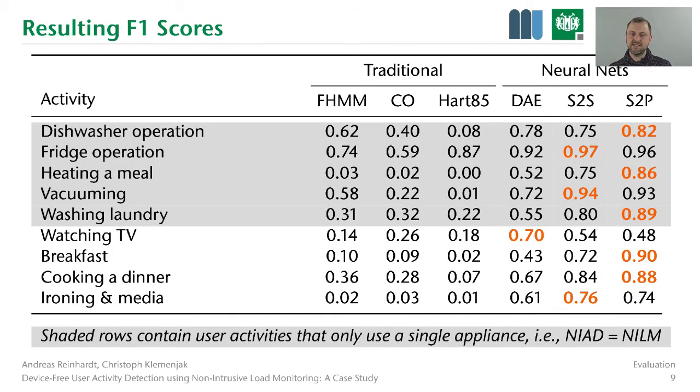Here are the results for the F1 scores of those activities. The gray ones on the top are those where NIAD reduces to NILM. So we're just looking into how well we can identify those device operations, which happen to coincide with the user activities. The more interesting ones are the 4 activities listed at the bottom, whose results I'm going to detail a bit more on the next slides.